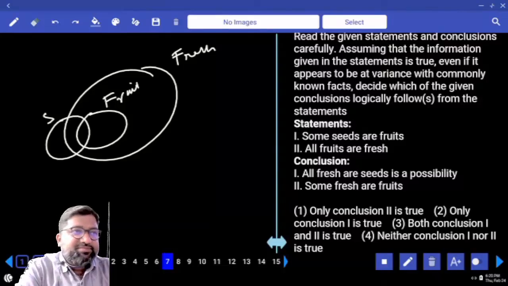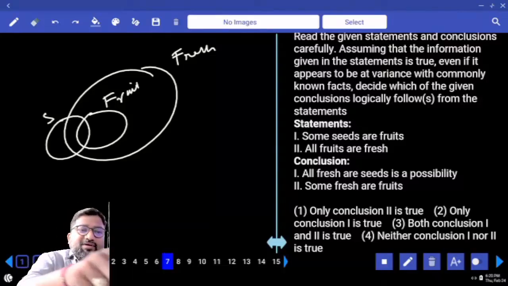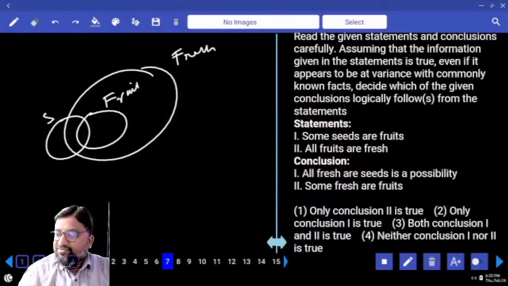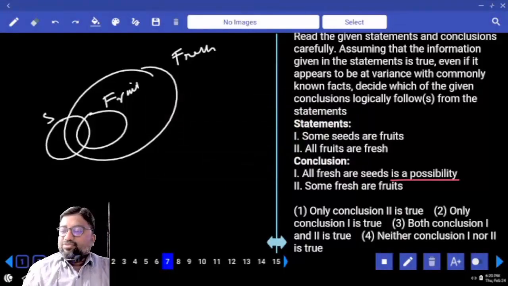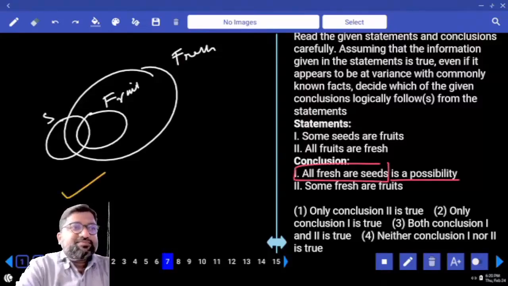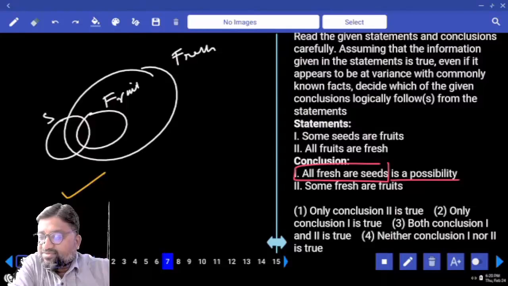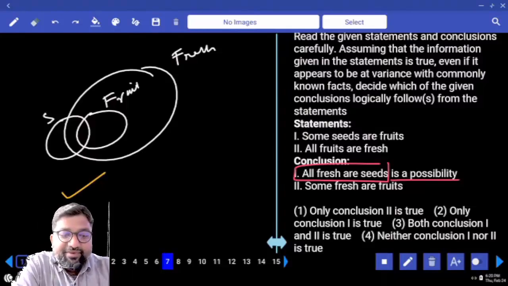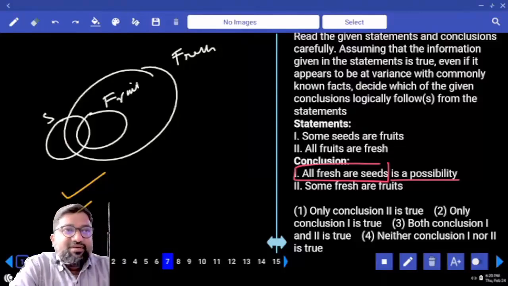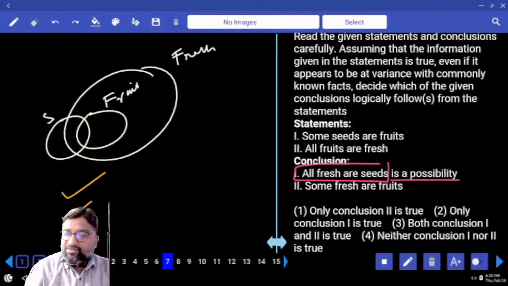Are all the statements positive? Yes. Whenever all the statements are positive, a possibility with a positive conclusion is always true. What's the next one? Some fresh are fruits. Do you see a relation between fresh and fruit? Yes. This is also right. So what's your answer? Both 1 and 2.